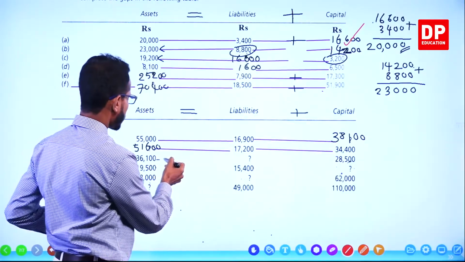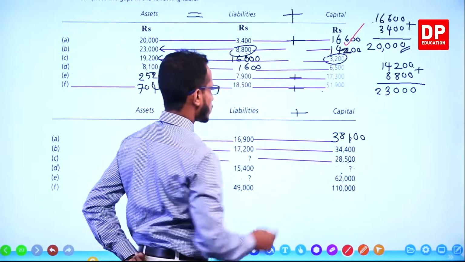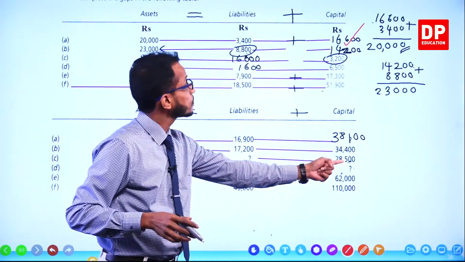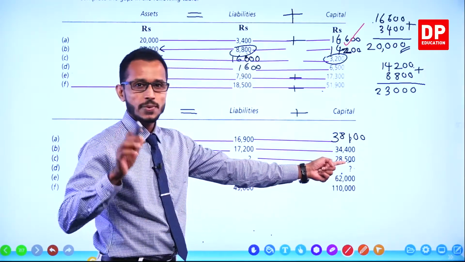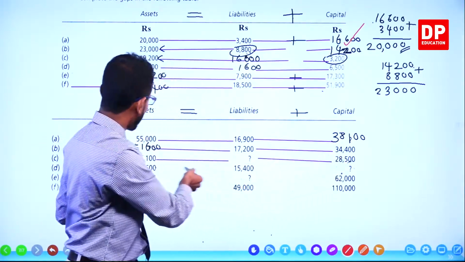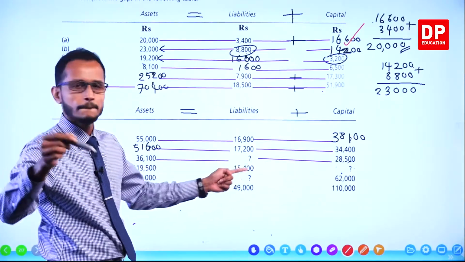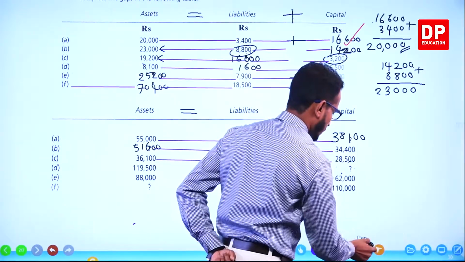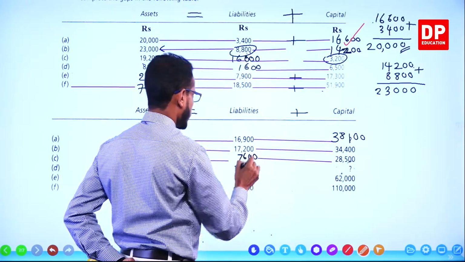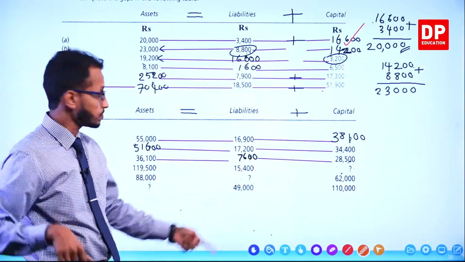Next we have 36,100 worth of assets. We don't know the liabilities, but we know the capital. It is 28,500. 36,100 total assets. Out of that, only 28,500 is capital. So when you subtract this from this, how much do you get? 7,600. I hope you got this answer.